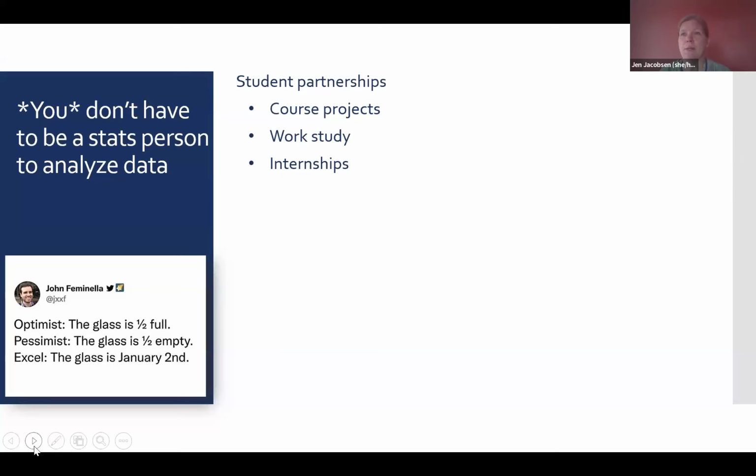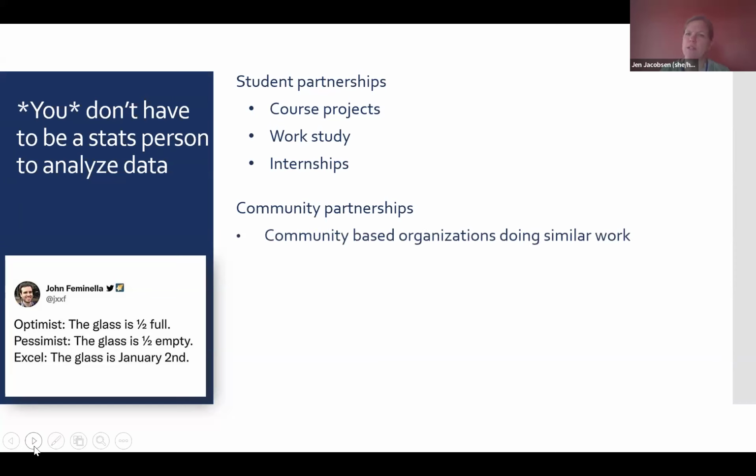Internships. I've had students do a public health internship on our campus who had some data skills. So thinking about ways we can partner with students. Community partnerships, there may be community-based organizations doing similar work. I'm fortunate here to be 5 miles from the University of Minnesota in their School of Public Health. And they have a cannabis research center. And so working with them a little bit on what that could look like.